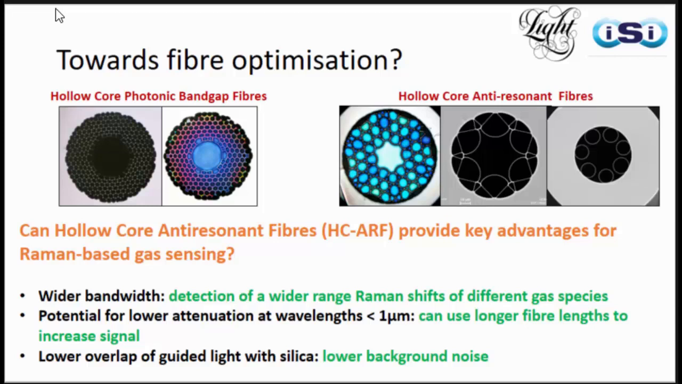So we might think we've got a wider bandwidth, we can detect a wider range of Raman shifts from different gas species, so we can have a wider range of components in our gas sample. Also, if we've got lower attenuation below 1 micron, which is typically where people are working for Raman gas sensing, we can use longer fibre lengths to make the signal stronger. We also have a lower overlap of the guided light in the core with the silica microstructure cladding. So one thing we can expect is a reduction in any kind of background noise, for example, from Raman in the silica structure itself.